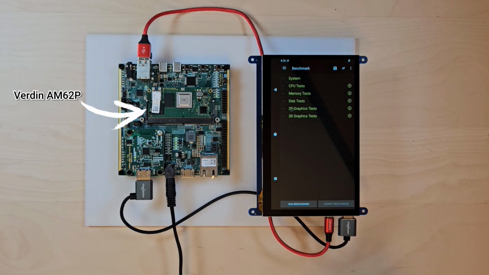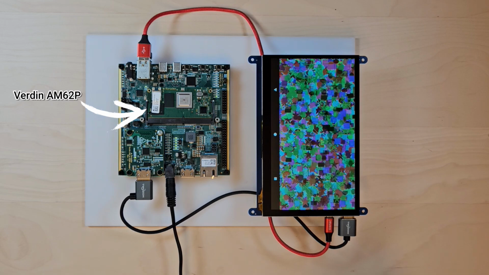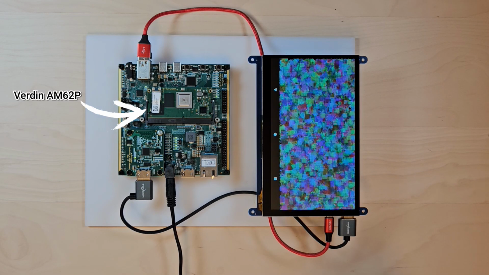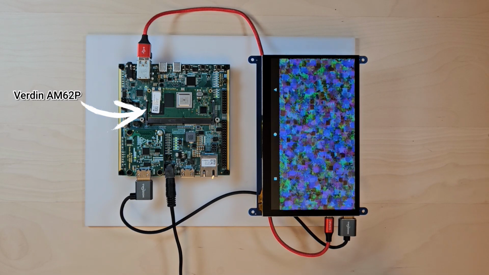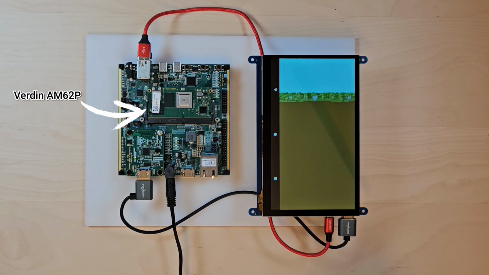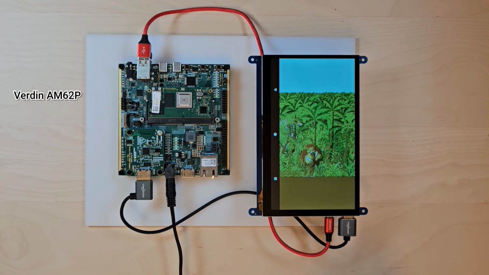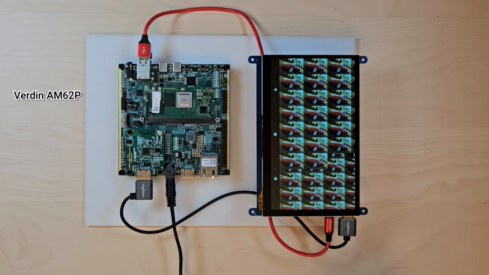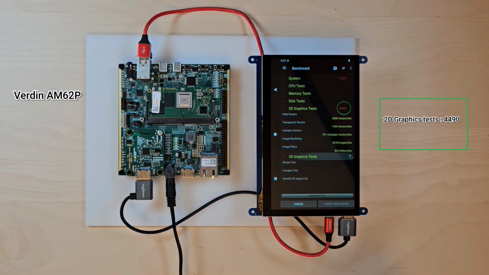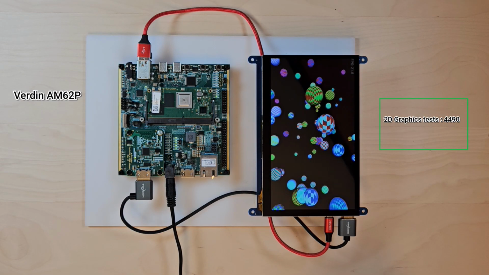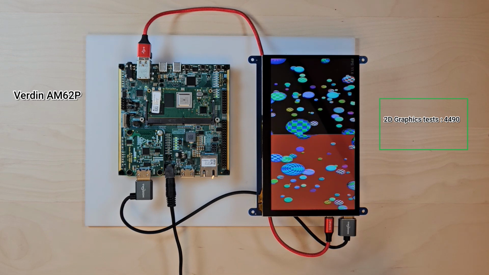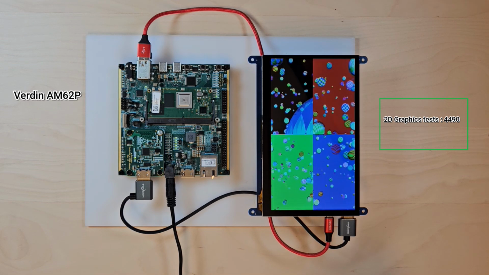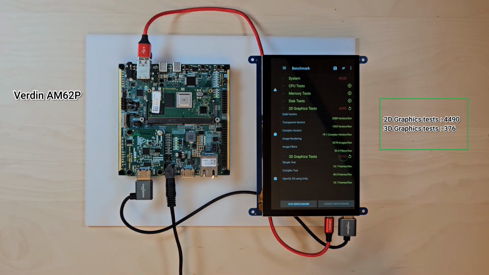To further evaluate real-world graphics workloads, we executed additional 2D and 3D graphics tests focusing on rendering performance. On the Verdin 62 Plus, the 2D graphics test demonstrated strong rendering throughput and smooth UI-level performance, achieving a score of 4,490. In the 3D graphics test, the platform sustained complex rendering workloads efficiently, reaching a score of 3,769.